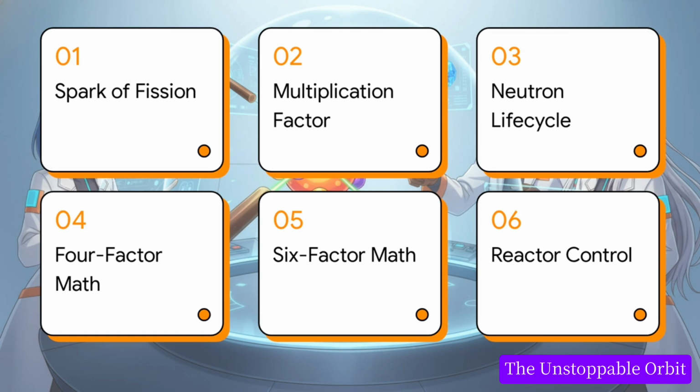1. The spark of fission. 2. The multiplication factor. 3. The neutron life cycle. 4. The 4-factor formula. 5. The 6-factor formula. And finally, 6. Controlling the chain reaction.